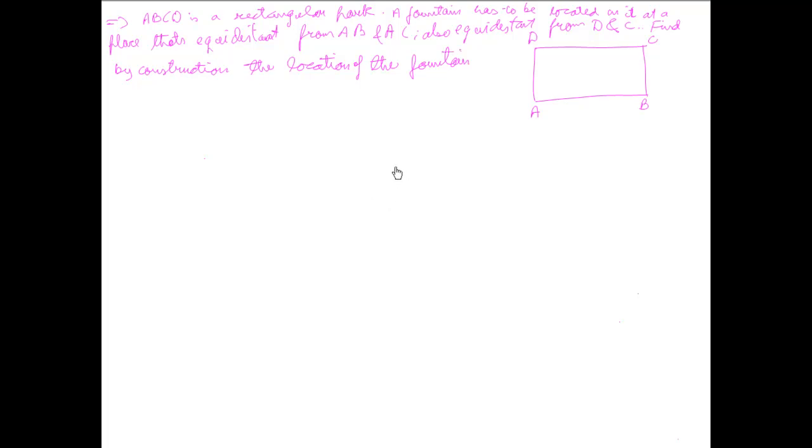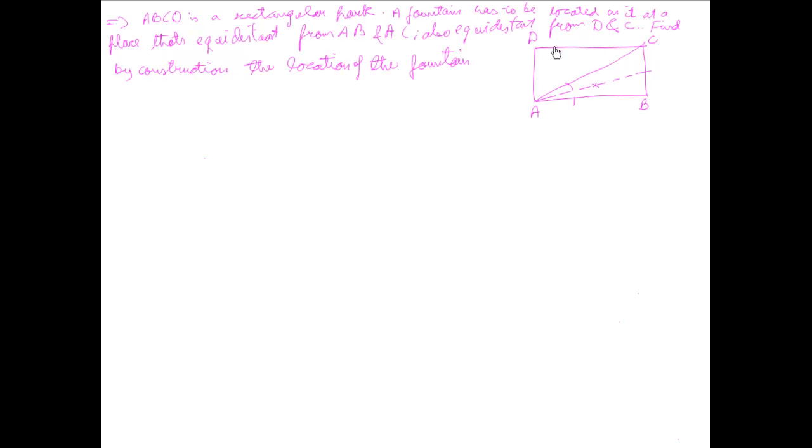So children, the fountain dimensions can be taken as any that you want. It's equidistant from AB and AC, so we'll first connect AC, and then to get it equidistant we'll do the angle bisector. Also equidistant from D and C. So children, if it's equidistant from D and C, we'll have to do the perpendicular bisector of that. So from here cut, that's the perpendicular bisector. Wherever it meets, this is your point where the fountain will be located.